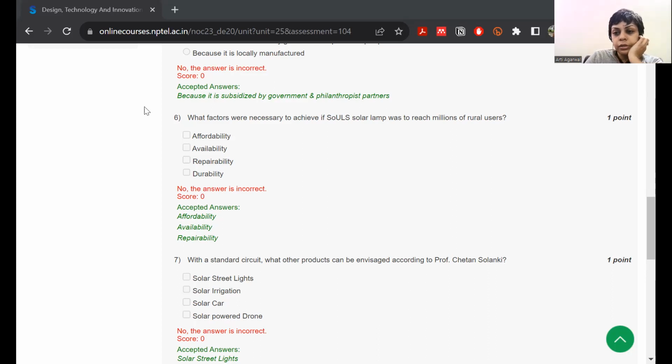Affordability was, of course, important because if it is too expensive, you make a very great lamp, but you sell it to them for 500 rupees, they can't buy it. So you can't reach a million people with 500 rupees. And availability is a very obvious choice, because if it's not available to a million people, how can a million people even buy it? It needs to be available to a lot more than a million people so that at least a million can buy it. And then, of course, they expanded it to more than a million. So the first three are the correct answers, and they were the reason why they were successful in reaching millions of users.